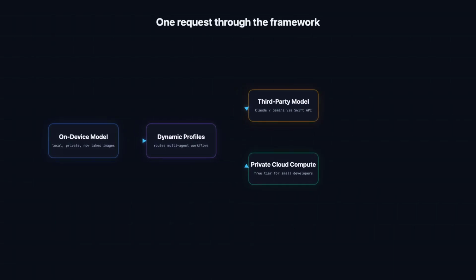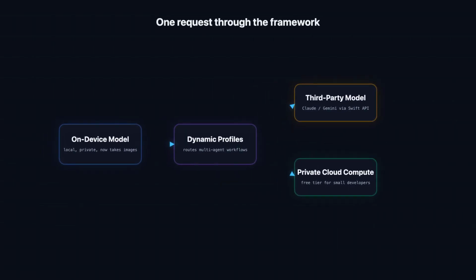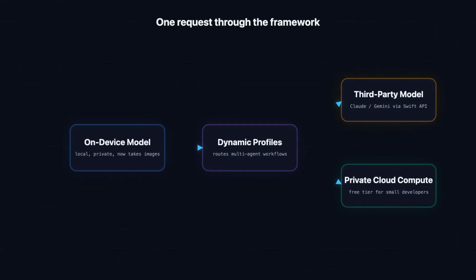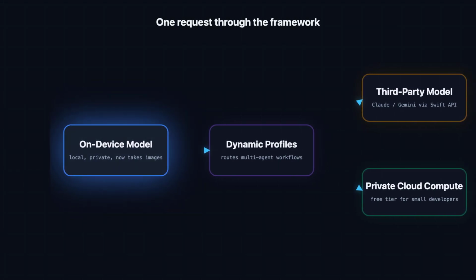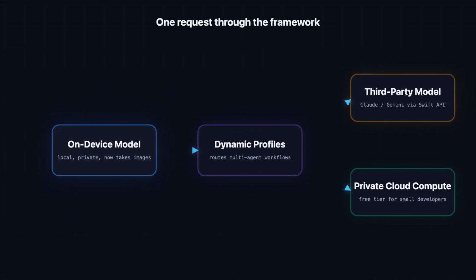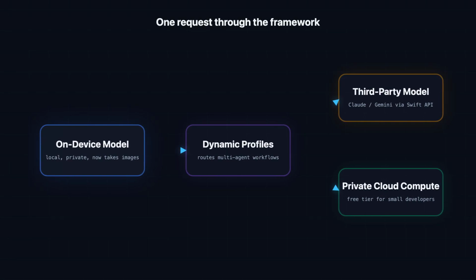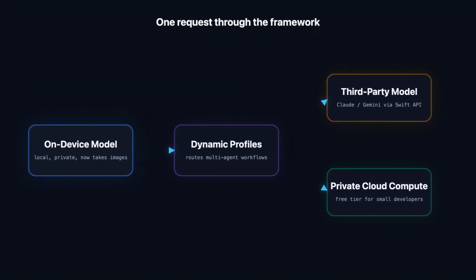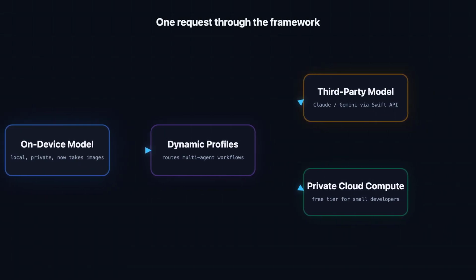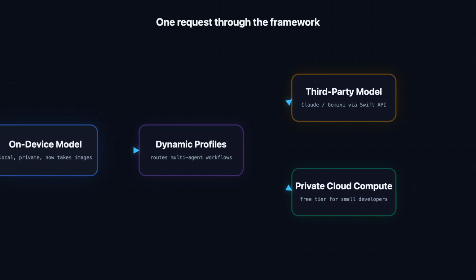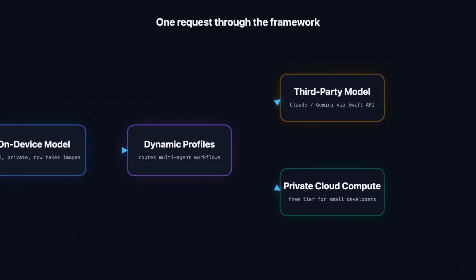To really see the shift, let's follow a single request as it travels through the updated framework. It begins on device. Apple's local foundation model handles the request right on the phone or Mac, fast and private. And new this year, it could take images as input, not just text, so the on-device model sees more of what the user is working with.